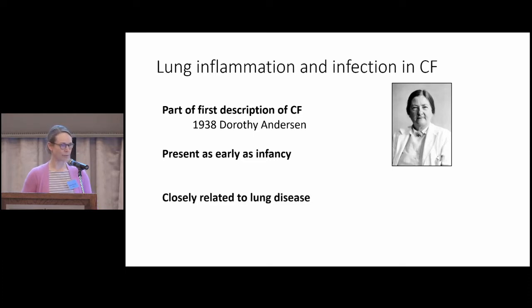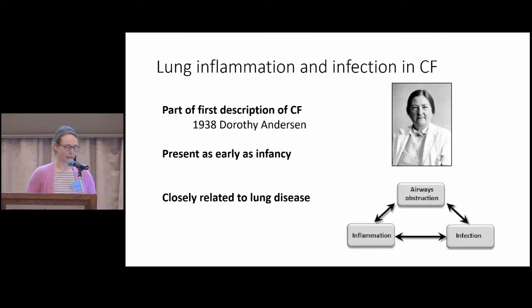And it's really important because the inflammation and infection are really closely related to lung disease progression. So the cycle of CF lung disease is a cycle of infection and inflammation that leads to airways obstruction, which is what eventually contributes to lung function decline over time. And fighting inflammation and infection has really played an important role, along with a lot of other aspects of CF care, but has played a big role in the improvements in survival and the stopping of the decline in lung function over time. So targeting these things is really important to prevent lung disease.